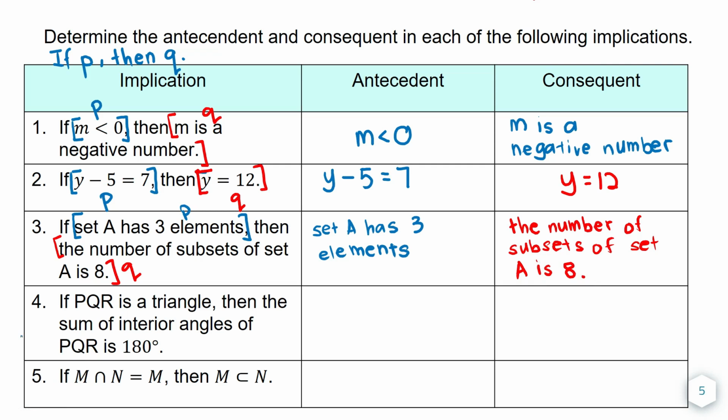For the fourth question, question number 4, if PQR is a triangle, then the sum of interior angles of PQR is 180 degrees. Okay, what is the P? What is the Q? PQR is a triangle. Q is the sum of interior angles of PQR is 180 degrees. Yes, correct. This is Q.